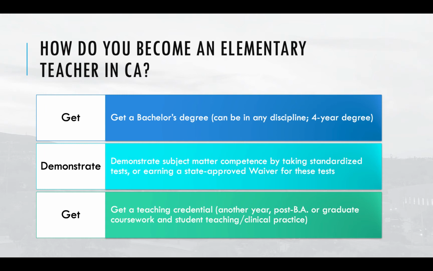The way that you become an elementary teacher in California is that you need to get a bachelor's degree, and it can be any 4-year degree. It doesn't have to be liberal studies. However, you also have to demonstrate subject matter competence, meaning that you need to demonstrate that you know the material that you're going to be teaching, and you do so either by taking standardized tests or by earning a state-approved waiver for these tests. And then you also need to get a teaching credential, which is coursework and clinical practice.